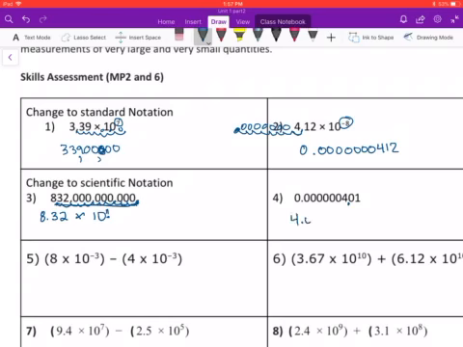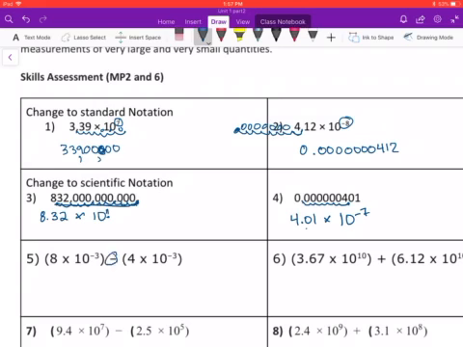Here, this is a small number, so it's going to be negative. My lead factor has to be between 1 and 10. Product of a number between 1 and 10 and a power of 10. So I move this over 1, 2, 3, 4, 5, 6, 7 spots. It's negative because it's really small. All you have to do when changing standard to scientific notation.